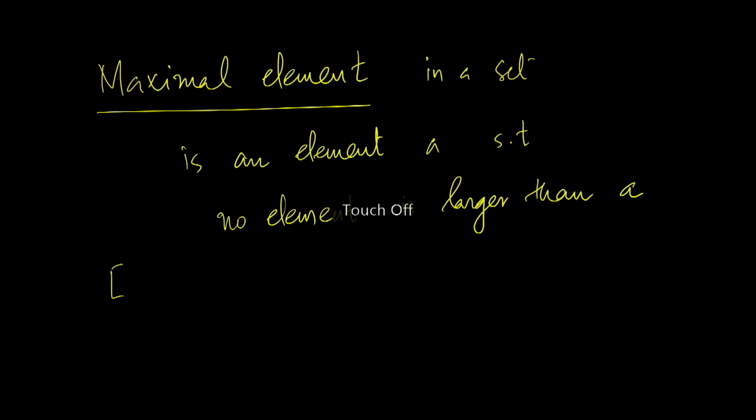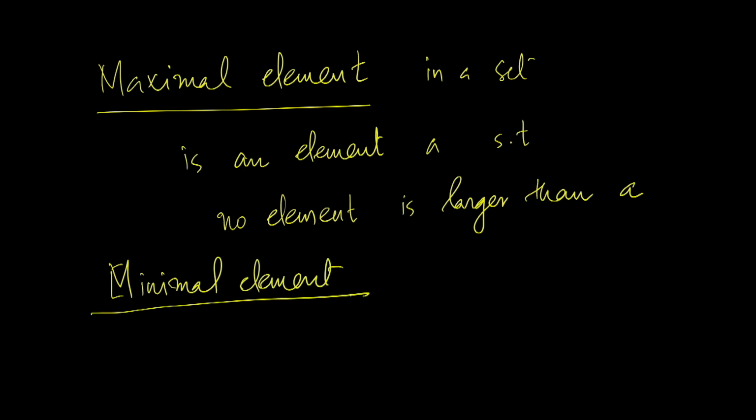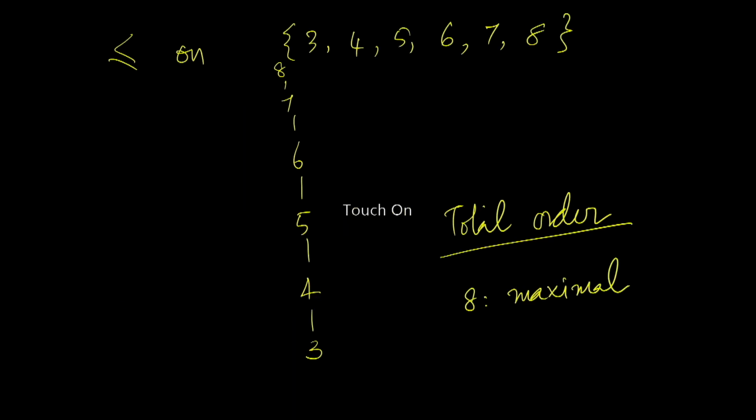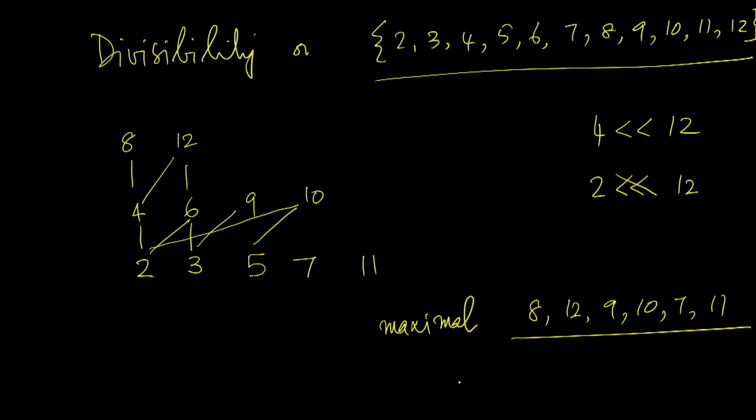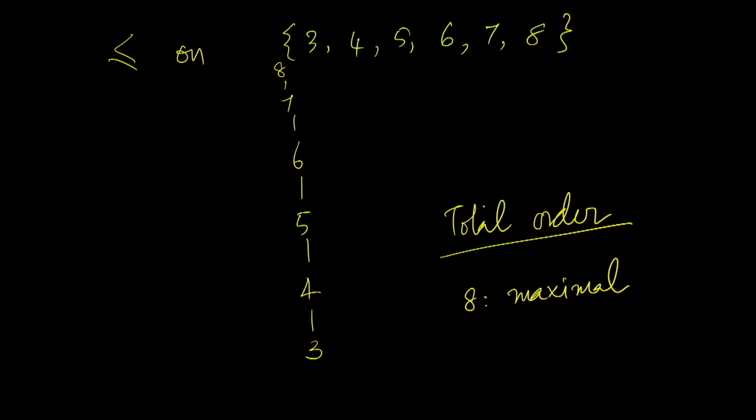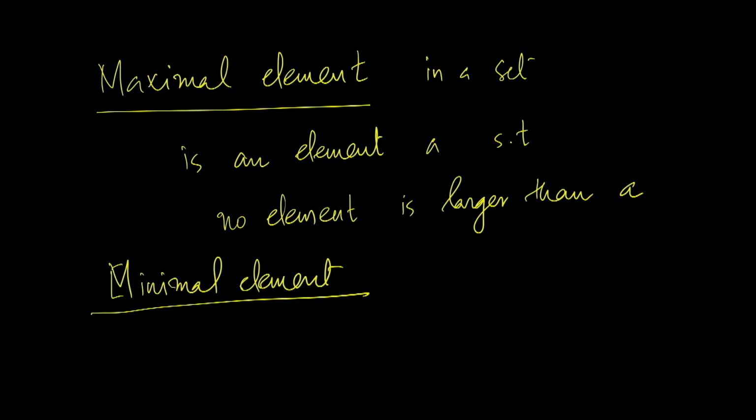Analogously, a minimal element is an element such that no element is less than that. So, if you look at these diagrams, you find that 5 is a minimal element, here 2, 3, 5, 7, 11 are all minimal elements. In this diagram 3 is a minimal element, nothing is below 3. So, those are the maximal and minimal elements.